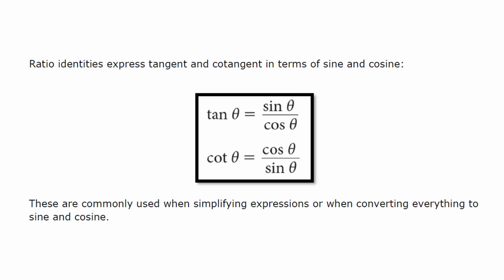Ratio identities express tangent and cotangent in terms of sine and cosine. So the tangent theta equals sine theta over cosine theta. Cotangent, which is the reverse of tangent, would be cosine theta over sine theta. And these are commonly used when simplifying expressions or when converting everything to sine and cosine.